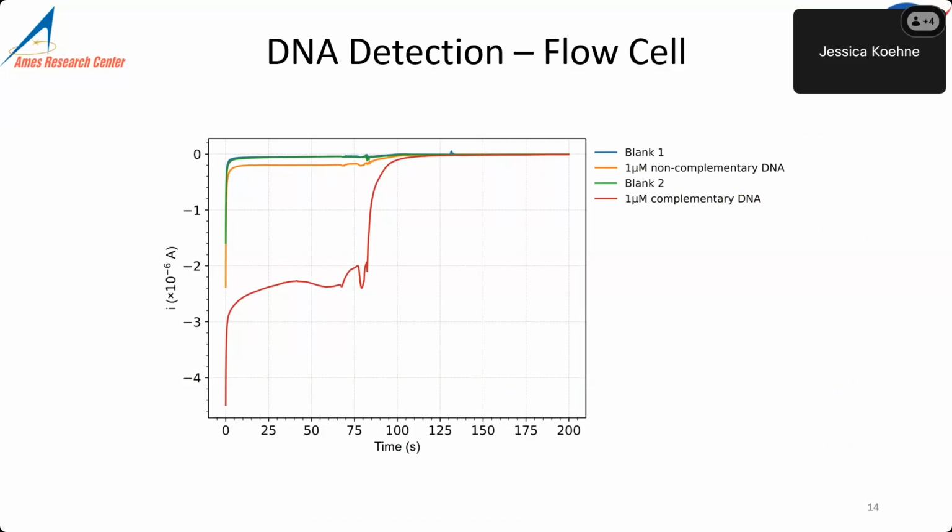And this is looking at DNA detection in the flow cell. And so again, what you're seeing is we have a control, a non-complementary target. Well, maybe what I'll tell you first is our two blanks, which you can see are the overlapping blue and green lines, are not seeing a change in signal. But for our complementary and non-complementary targets, we see a little bit of a change with the non-complementary and a drastic change with the complementary binding of that target. That's the red curve there. And then I think we got one more slide of data.